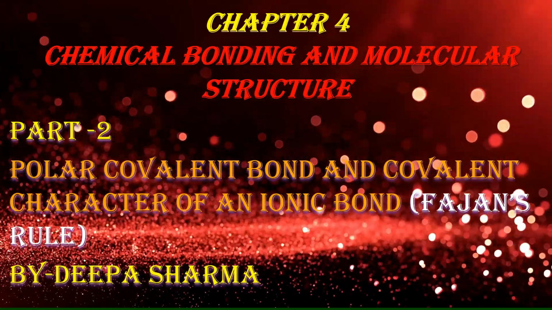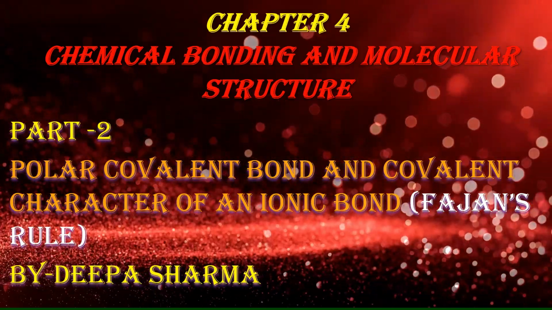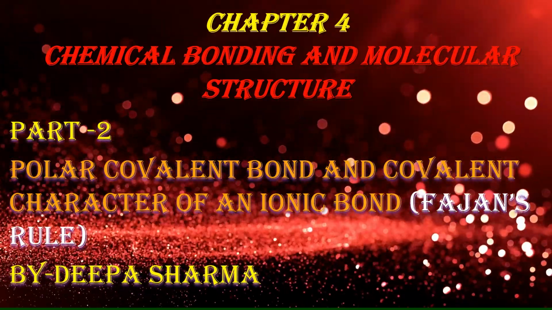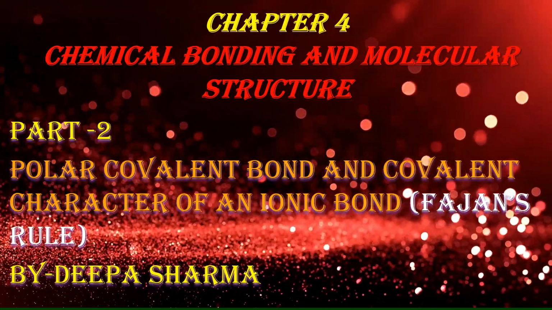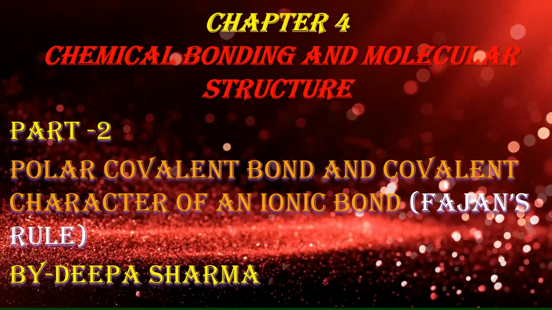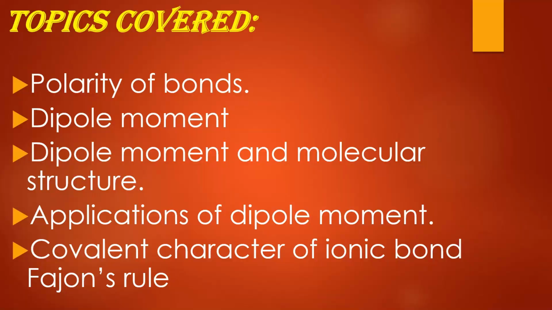Today I am starting part 2 of chapter 4 of class 11th, that is chemical bonding and molecular structure. In this part we will study polar covalent bond and covalent character of an ionic bond, that is Fajan's rule. Topics covered in this part are polarity of the bonds, dipole moment, then dipole moment and molecular structure, that is the effect of molecular structure on dipole moment, then applications of dipole moment, and the last topic is covalent character of ionic bond, that is Fajan's rule.